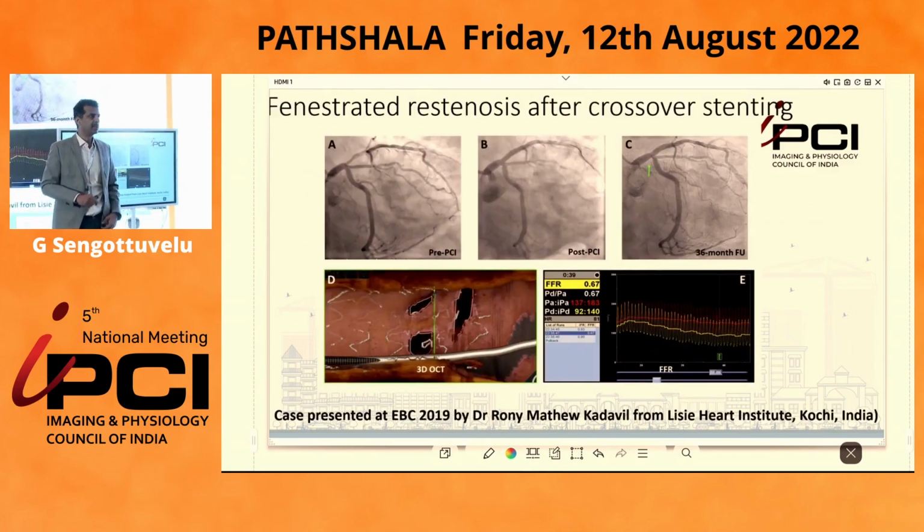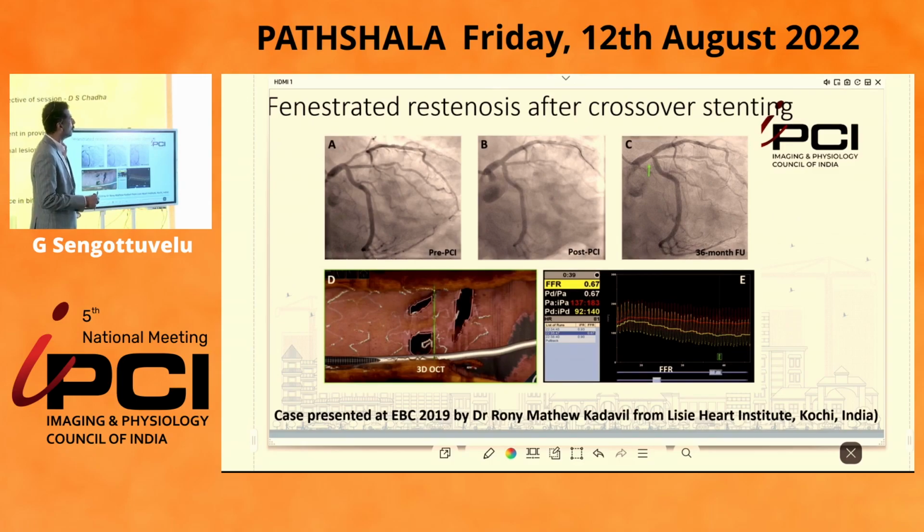Another interesting observation, actually from Ronnie Matthew, who presented this at the European Bifurcation Club meeting in 2019. This was a follow-up of a patient who had a crossover stenting from left main to LAD. After 1 year, 2 years of follow-up, he found some irregularities at the circumflex ostium, and OCT showed there were tissue bridges or growth across the struts of the stent. The first time he did the PCI, there were a lot of struts lying over the ostium, there was no kissing balloon done, and the struts were left alone.